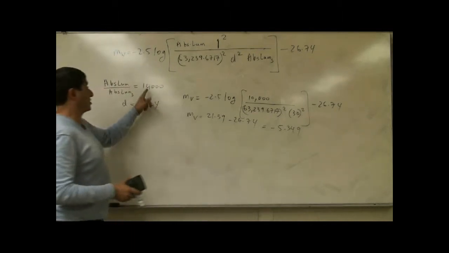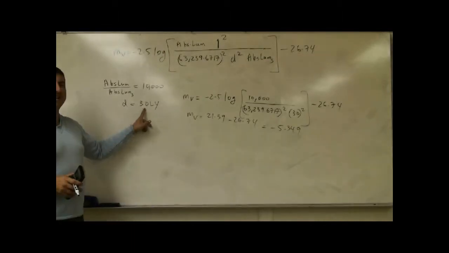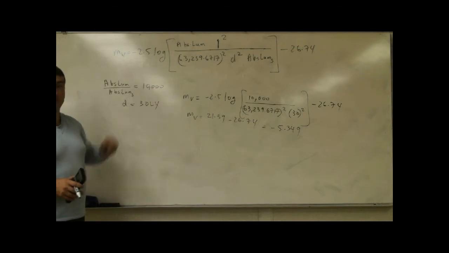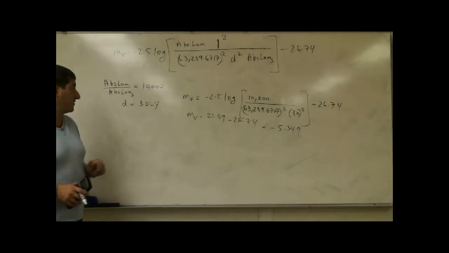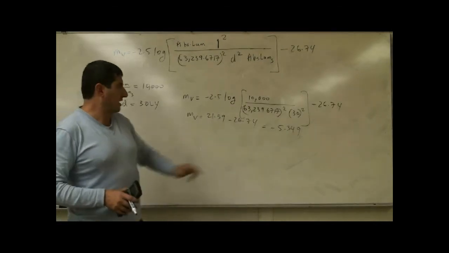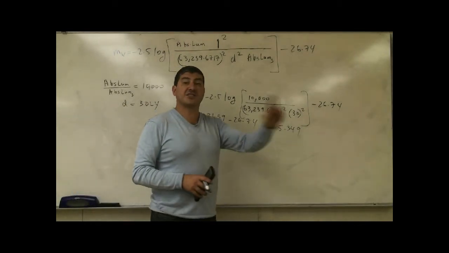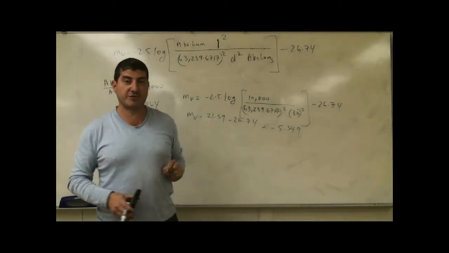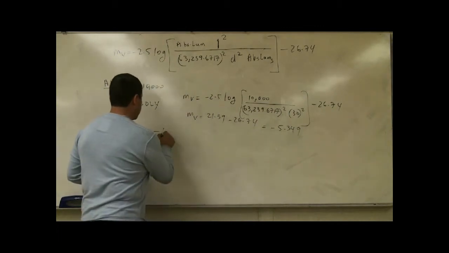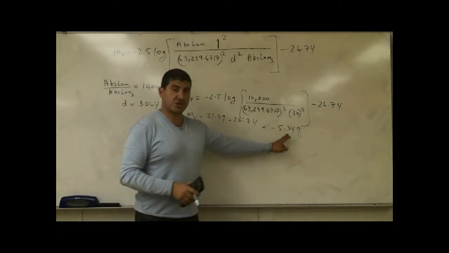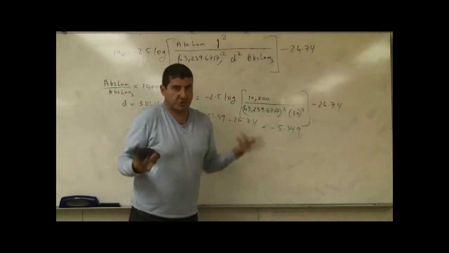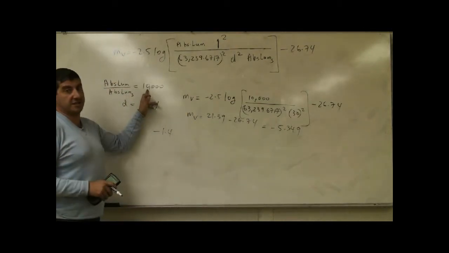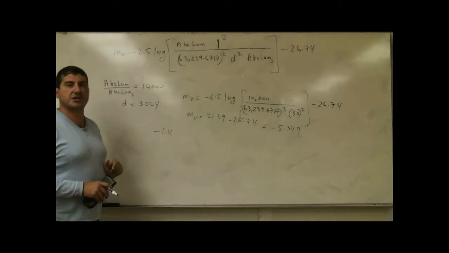So if there was such a star that was 30 light years away, and it was really bright, 10,000 times brighter than the sun, that star would look brighter than the star Sirius A. Remember in the previous video I said Sirius A was a negative 1.4. This star would appear brighter. So there is no such star. There is no such star that is 10,000 times brighter and only 30 light years away.